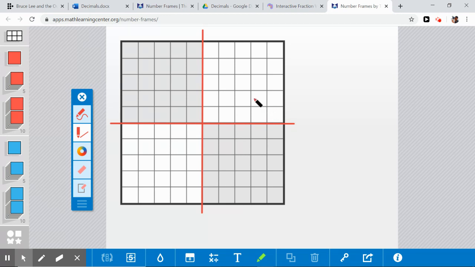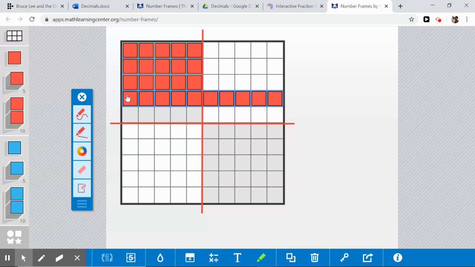Now, I'm going to fill in one of these quarters. Let's choose my 5. 5, 10, 15. Oh, let's delete these. That was a mistake. There we go. So, you know that I have filled in 1/4. I filled in 1 part out of 4 equal parts altogether.